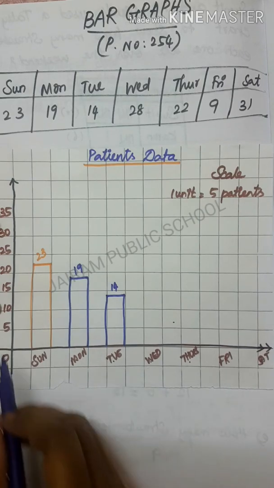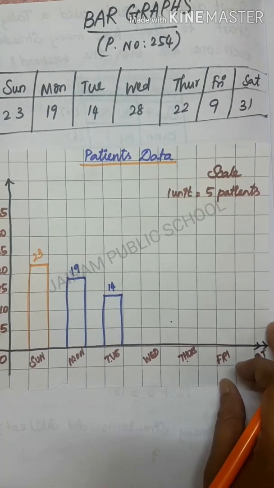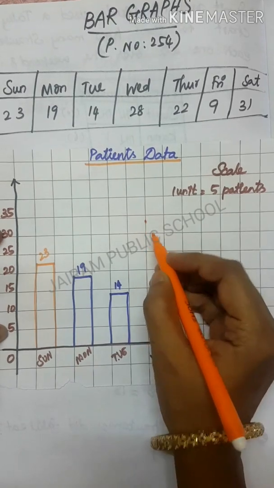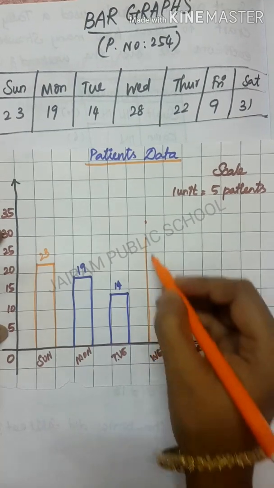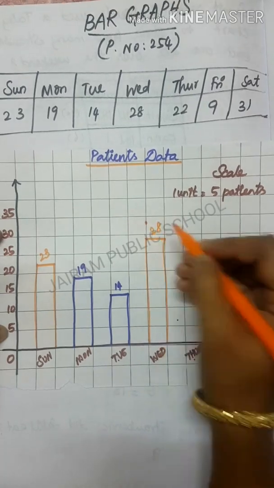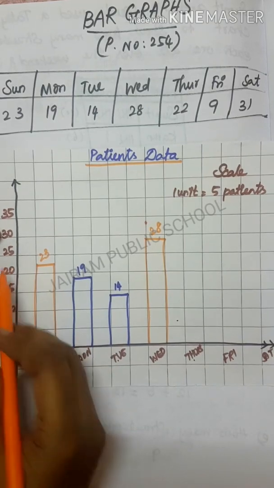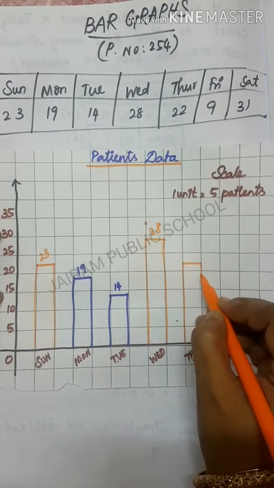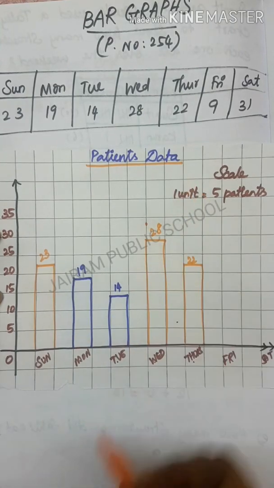And Wednesday it's 28. So this is 25, this is 30. It will lie between 25 and 30. So I am just representing 28. So this is 28, and Thursday it's 22. It lies between 20 and 25. So this is 22. For Friday it's 9.